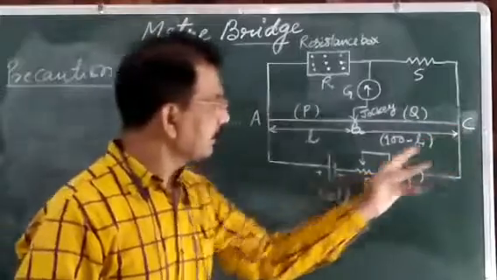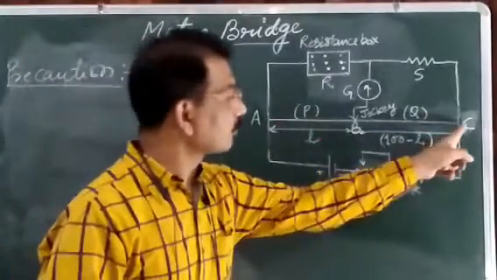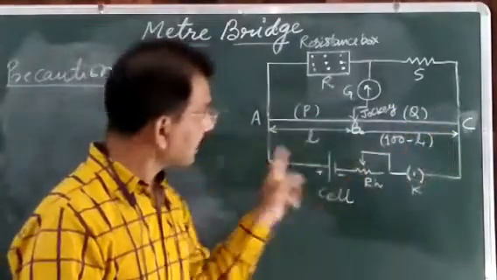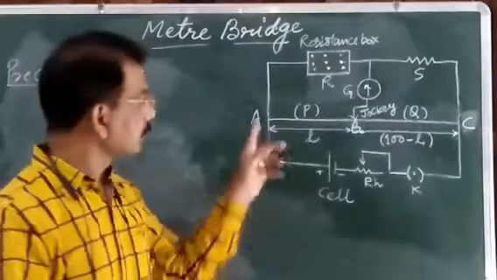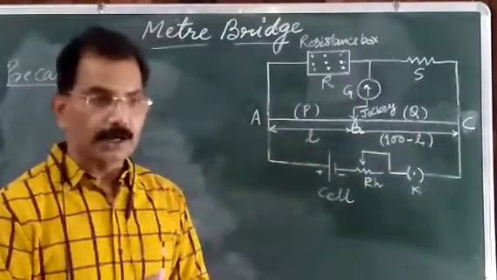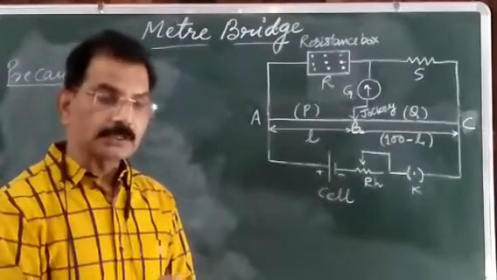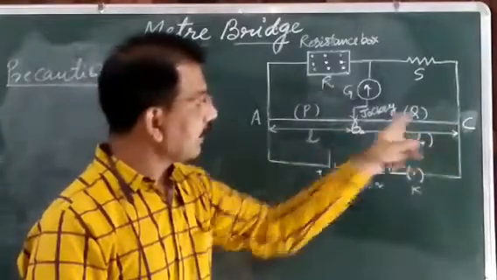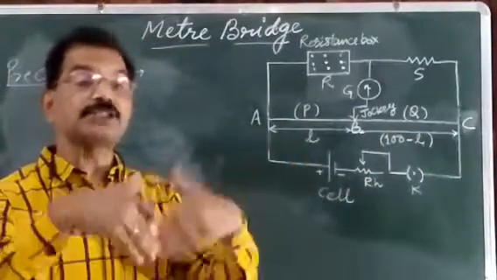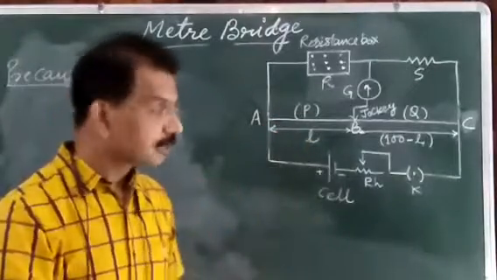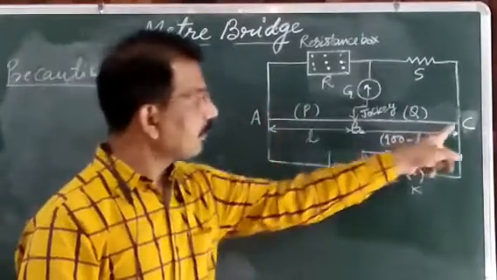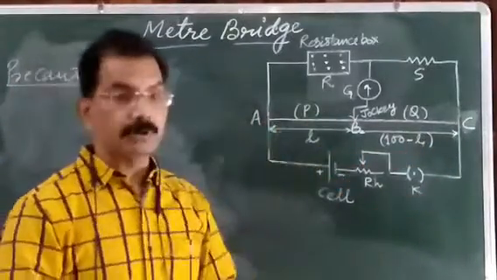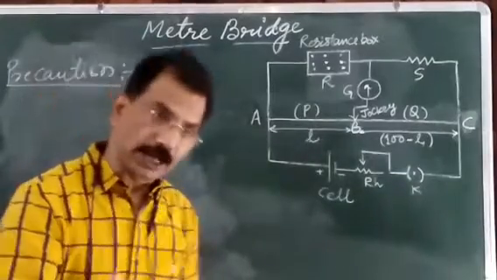Second precaution, what will we take? We will not allow the current in this wire AC for a long time. That means we will not allow current in this wire AC for very long. Otherwise, the wire AC becomes hot. And you know, on increasing the temperature, the resistance of a wire also increases. So when this wire AC becomes hot, its resistance may change or increase. So the second precaution is that the current in this wire AC is not allowed for a long time, otherwise the wire AC becomes hot and its resistance may change.